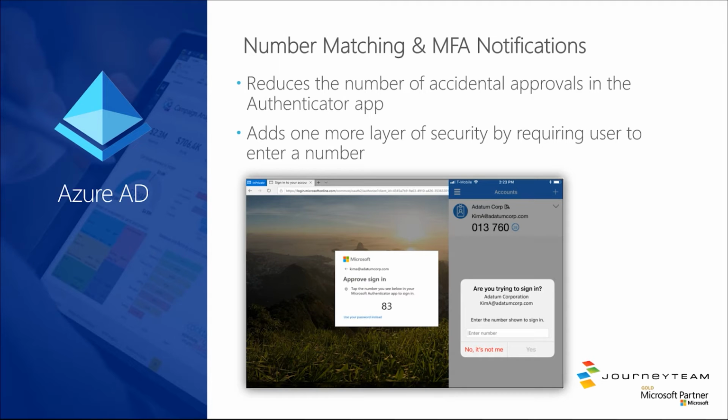Number matching and MFA notifications. For those that do passwordless, you'll usually get one number sent to you, and then you have three numbers that would pop up on your authenticator. Now what they've changed is giving you the ability to push this out so that you actually make the user type in that two-digit number. That's a little bit more secure, because it requires a little bit more effort on the user's part to make sure that they are who they say they are.